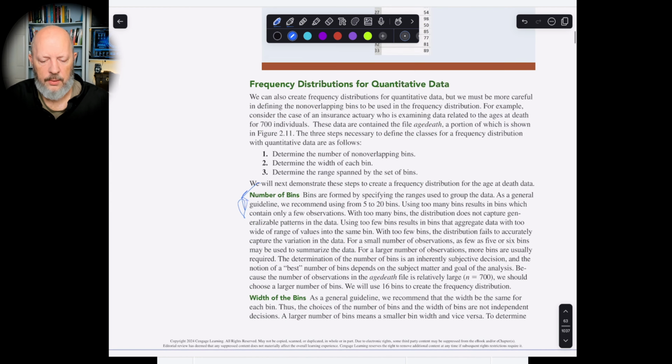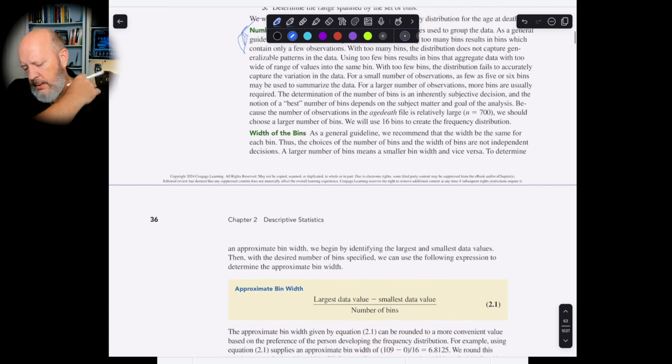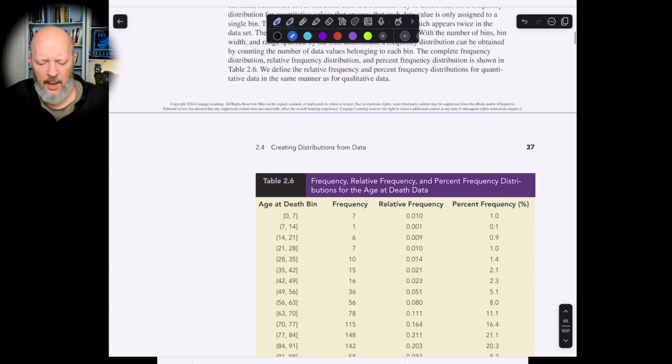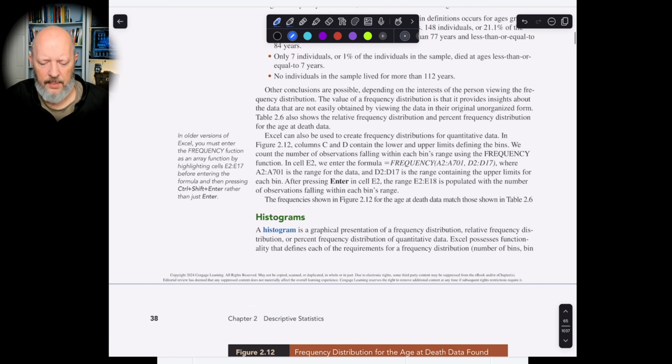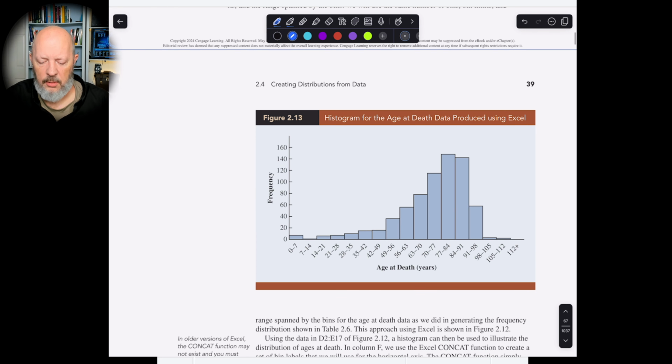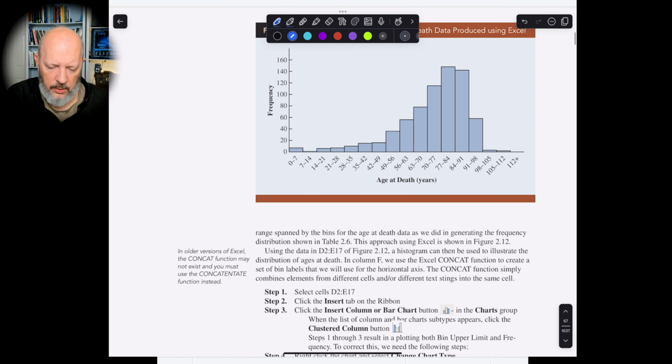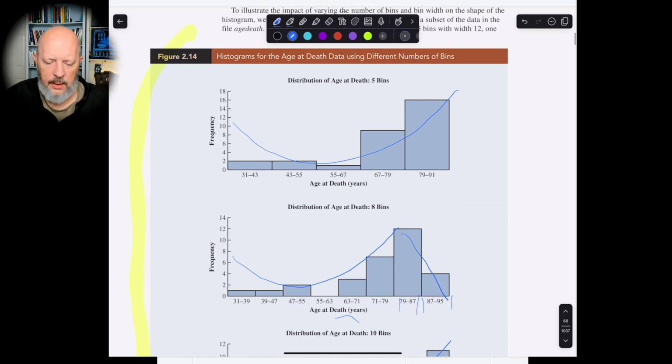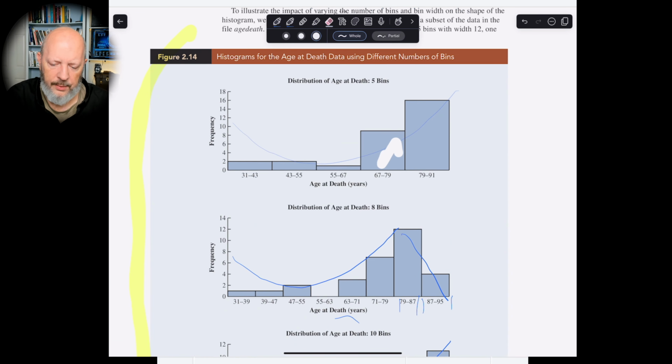Number of bins, another great little distribution down here. Some programs automatically make bins. There are a couple of formulas where you can figure out the appropriate number of bins. But I just want you to keep in mind that the number of bins, so bins are these right here, can determine how something looks.